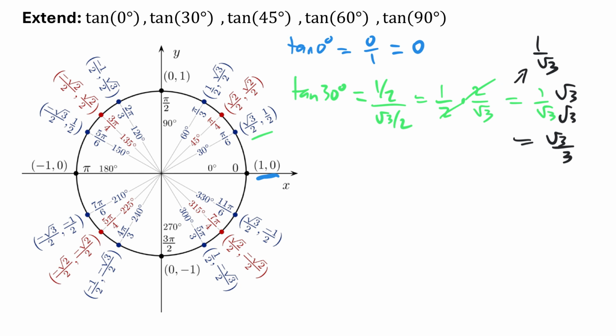Let's go ahead and do tan of 45. This is the one we just did, root 2 over 2 divided by root 2 over 2, which is just 1. Let's do tan of 60.